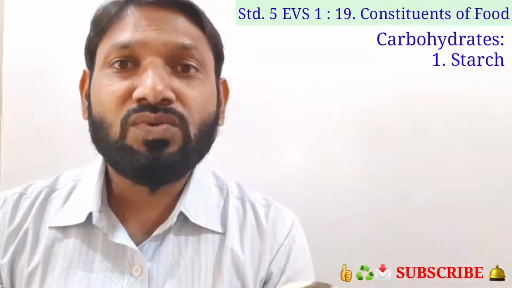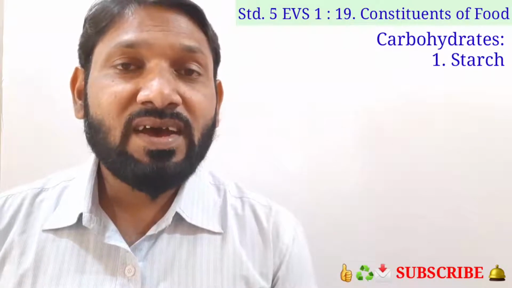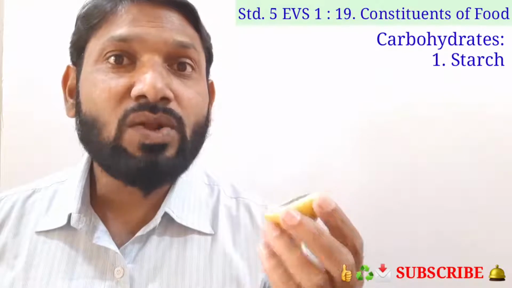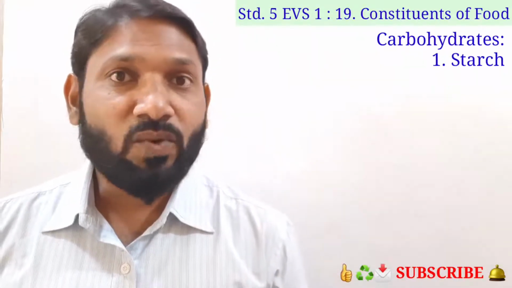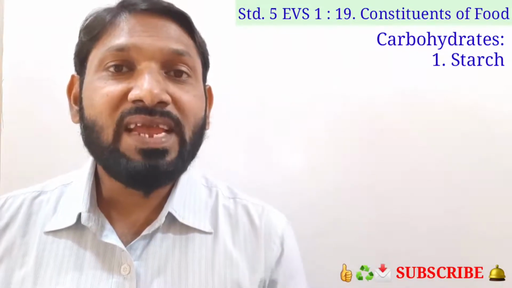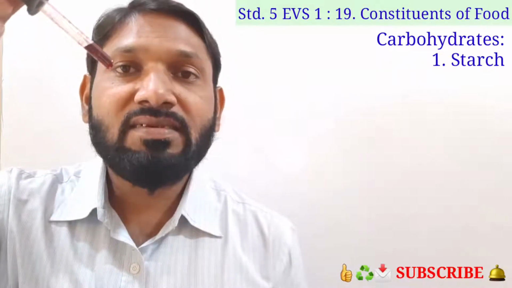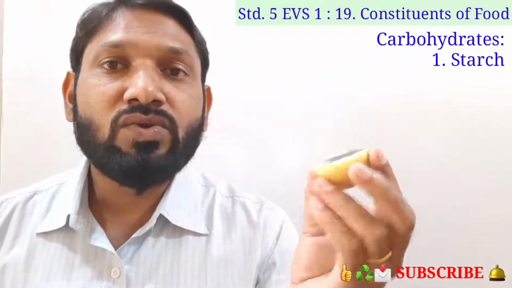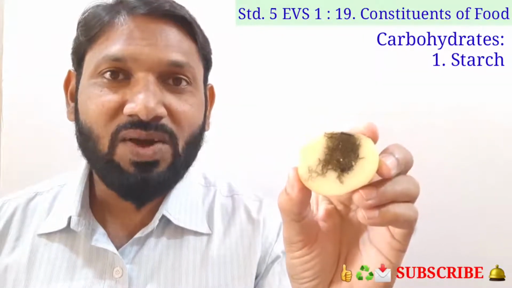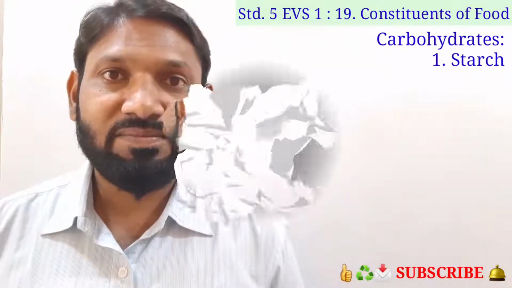What does it show, students? From here, what can we conclude? That this potato has starch. And because of the starch in the potato, the color of iodine, that is dark brown, changed into black. Have you understood now? It shows that the potato has starch.